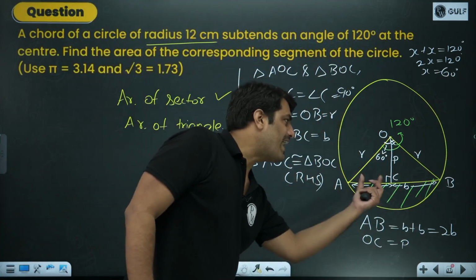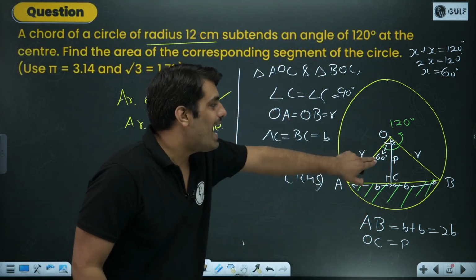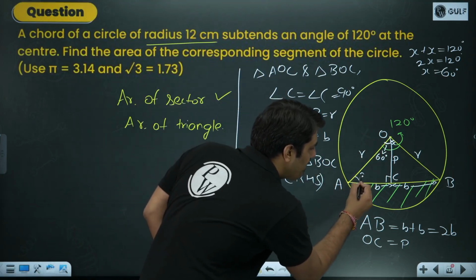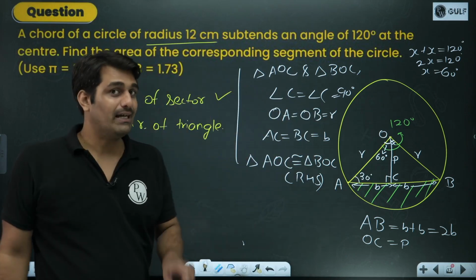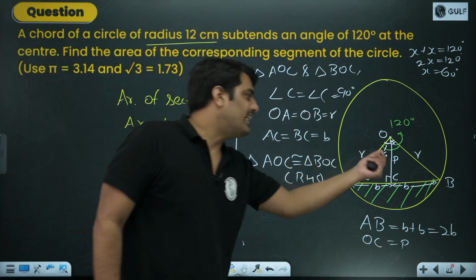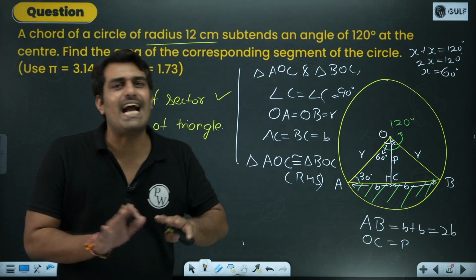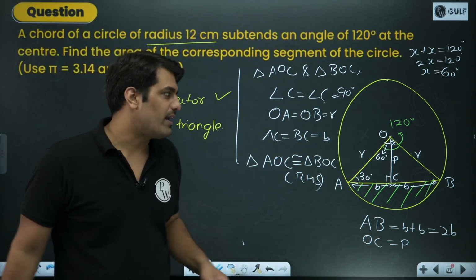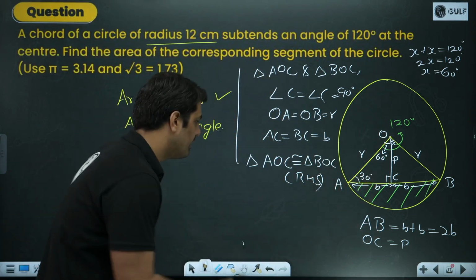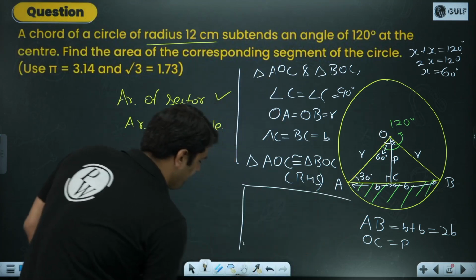Over here in this triangle we have 60 degrees. If this angle is 60 degrees, what will this angle be? I believe 30 degrees, right sir? 30 degrees. Now I know 60 degrees, 30 degrees, 90 degrees. Basically it's a right angle triangle. Let's talk about this right angle triangle.